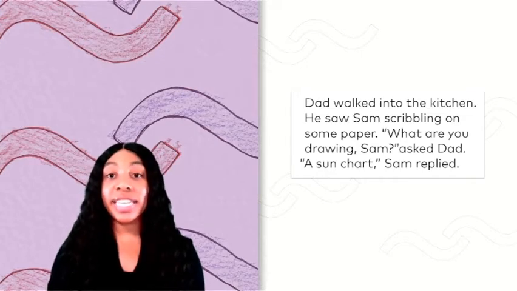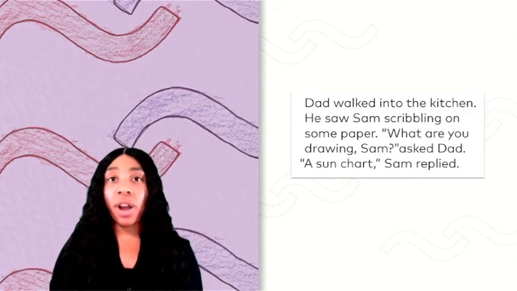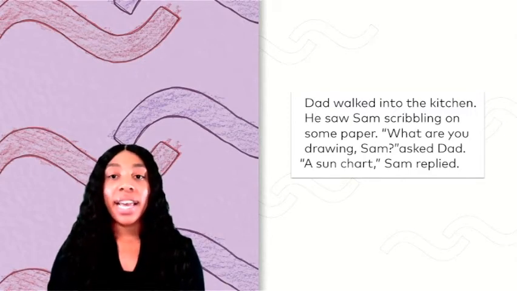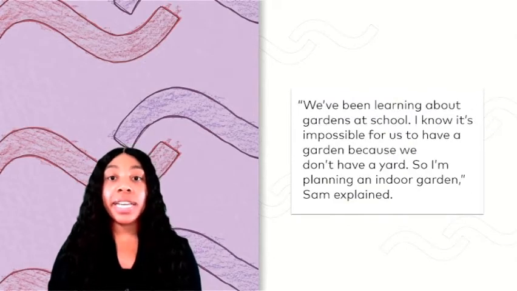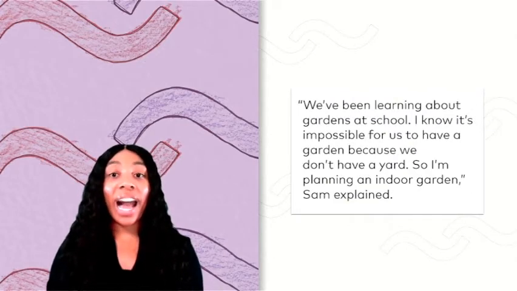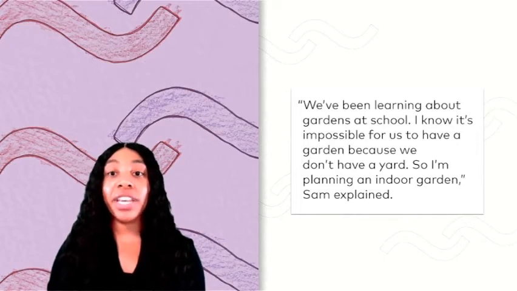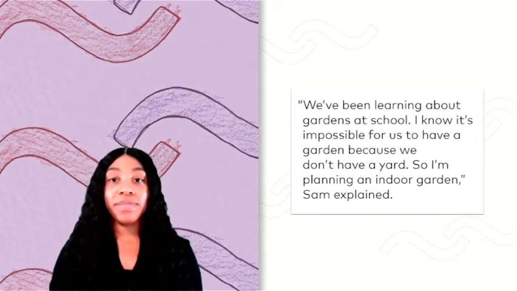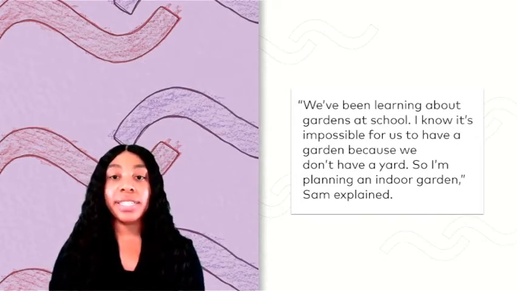Dad walked into the kitchen. He saw Sam scribbling on some paper. "What are you drawing, Sam?" asked Dad. "A sun chart," Sam replied. "We've been learning about gardens at school. I know it's impossible for us to have a garden because we don't have a yard. So I'm planting an indoor garden," Sam explained.